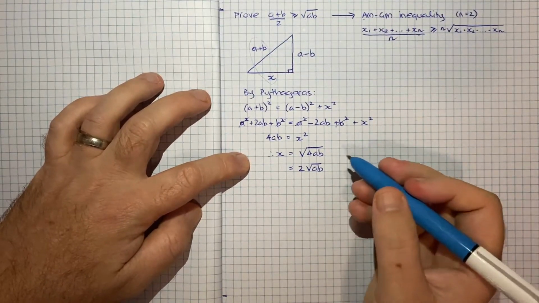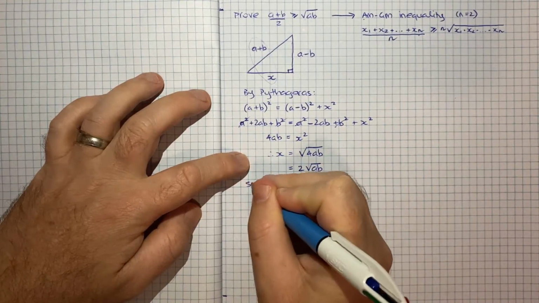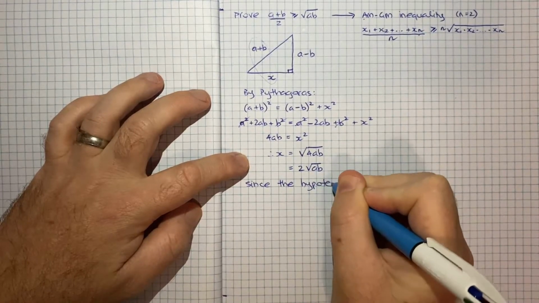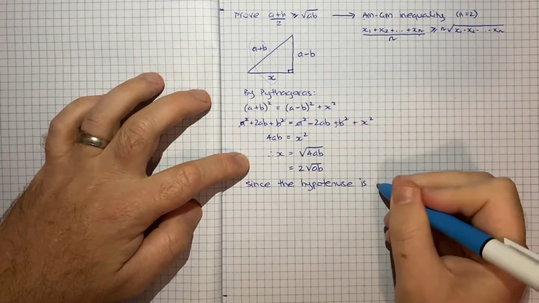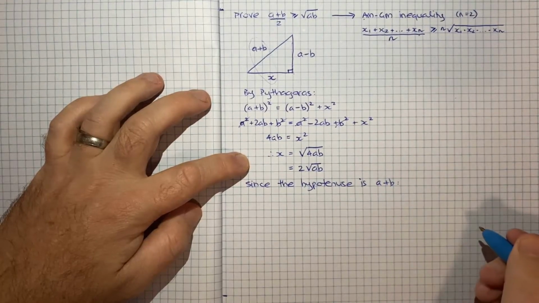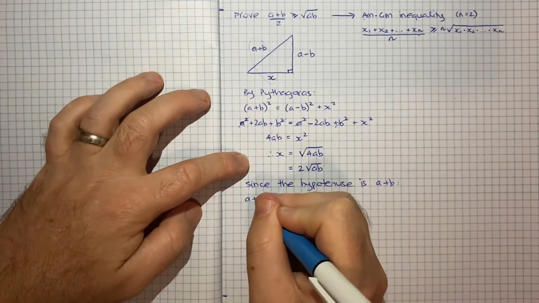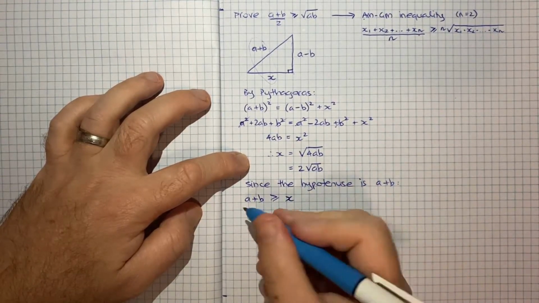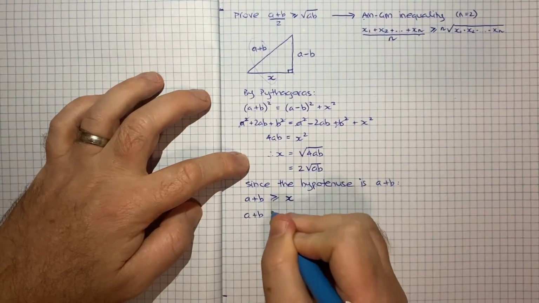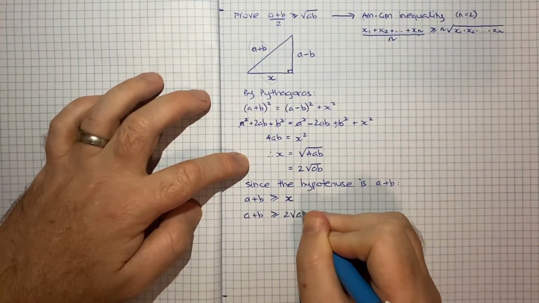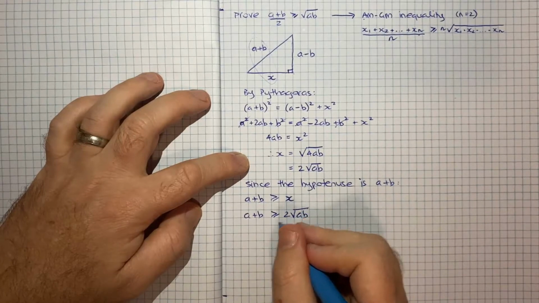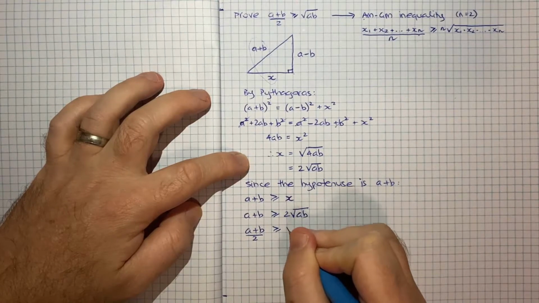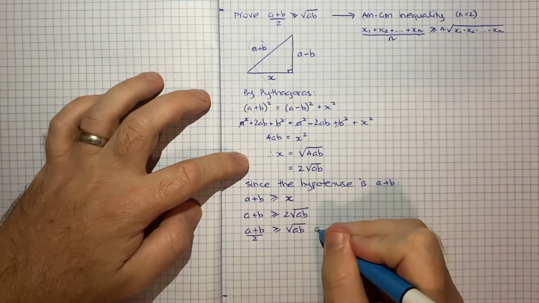So we could say something along the lines of, since the hypotenuse is a plus b, we can say a plus b is greater than or equal to x, which means a plus b is greater than or equal to 2 root ab. And then we divide the 2 over and we end up where we need to be. A plus b on 2 is greater than or equal to the square root of ab, as required.